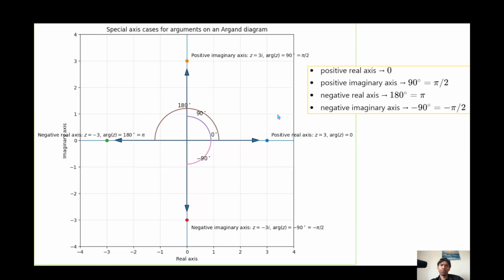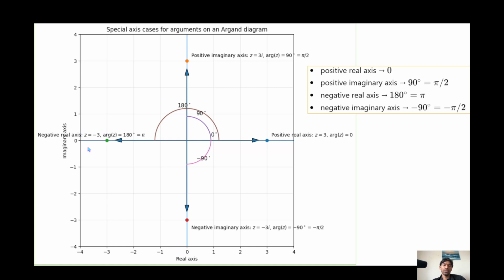Now we're going to look at special cases where the vector lands on an axis, whether that's the real axis or the imaginary axis. If we have a vector landing on the positive real axis, for example z is equal to 3, the argument is always equal to 0. If we have a vector landing on the positive imaginary axis, for example z is equal to 3i, the argument is always equal to 90 degrees, which is equal to pi over 2. This is because we start from the positive real axis, meet the vector, and it makes a 90 degree angle.